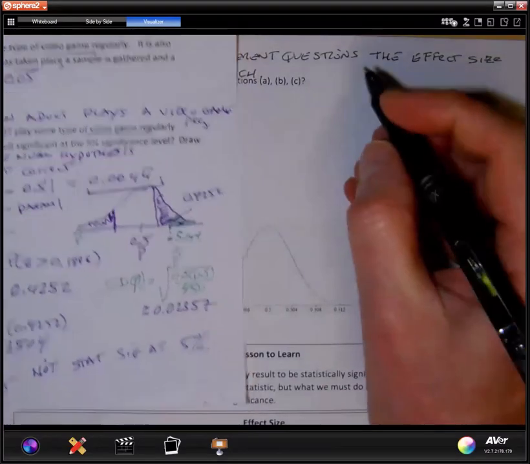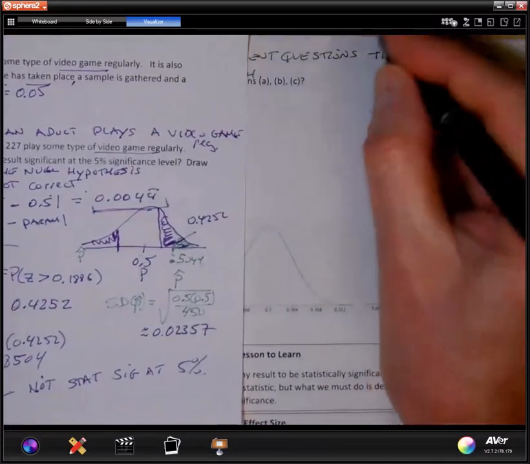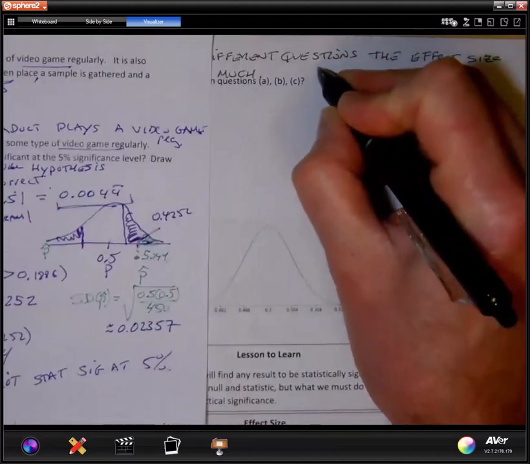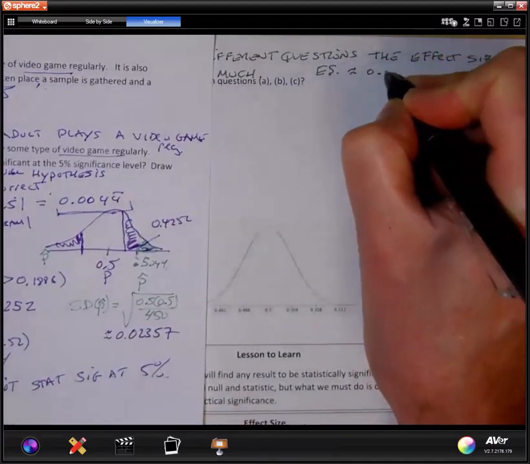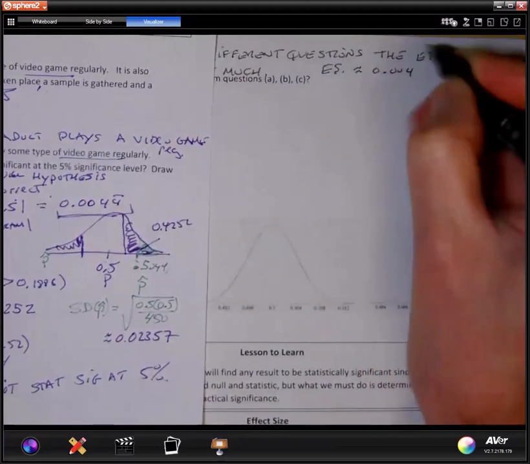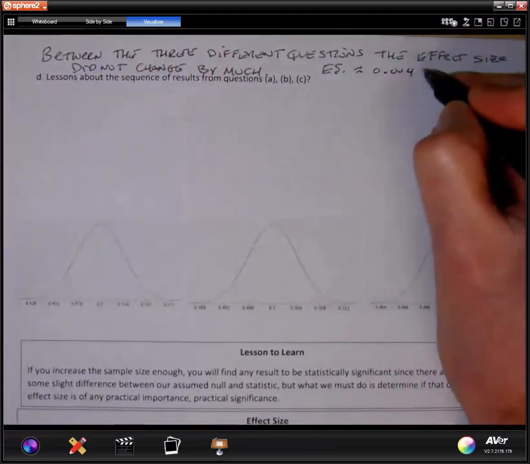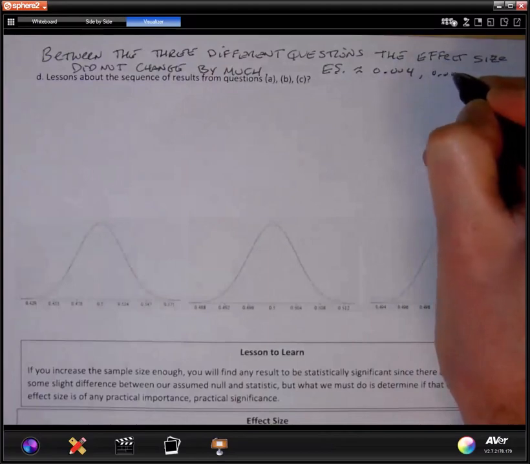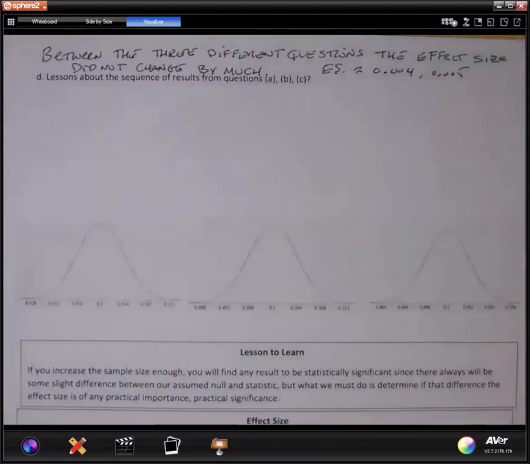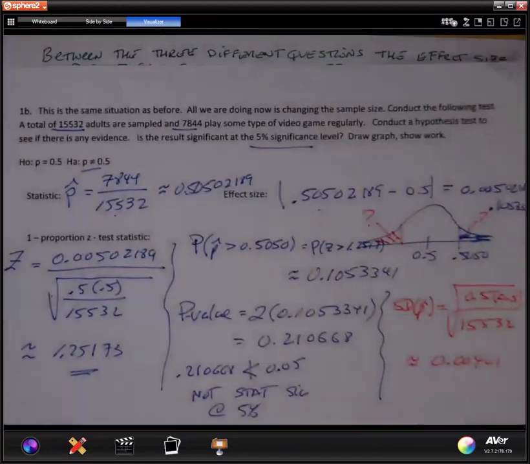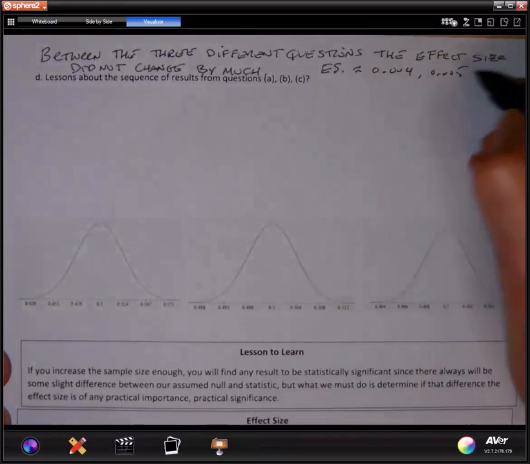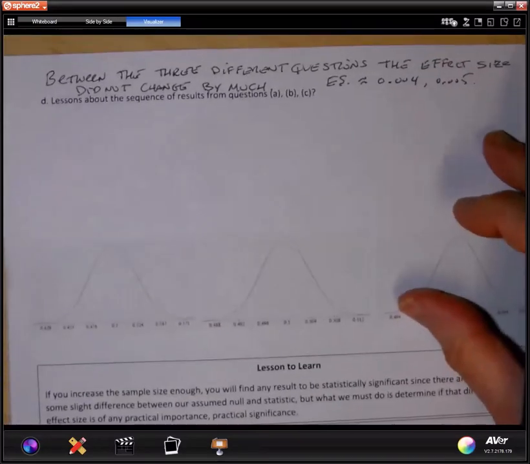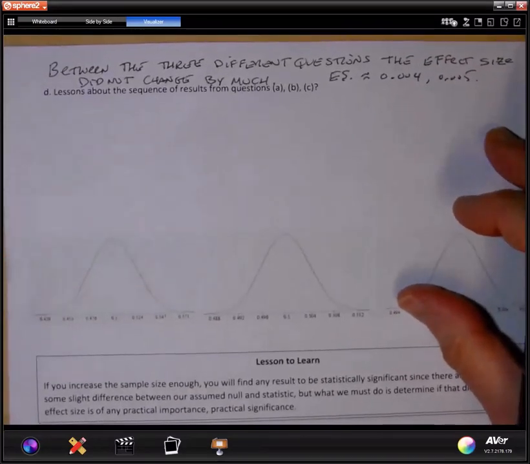So here's the one for the first question, and that was approximately what the effect size, approximately 0.004 or something in that range. Maybe 0.005 for another question. Yeah, a little different, 0.005. Okay, but somewhere in there. So that didn't change much. So that's one thing we do notice. Well, what else did we notice?